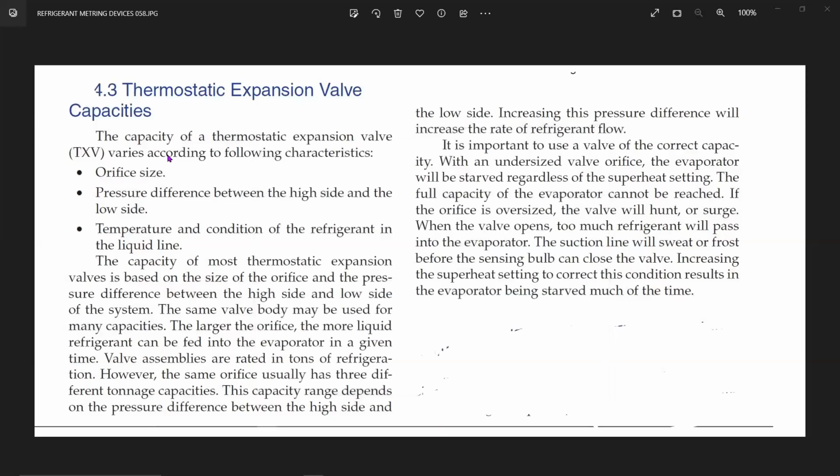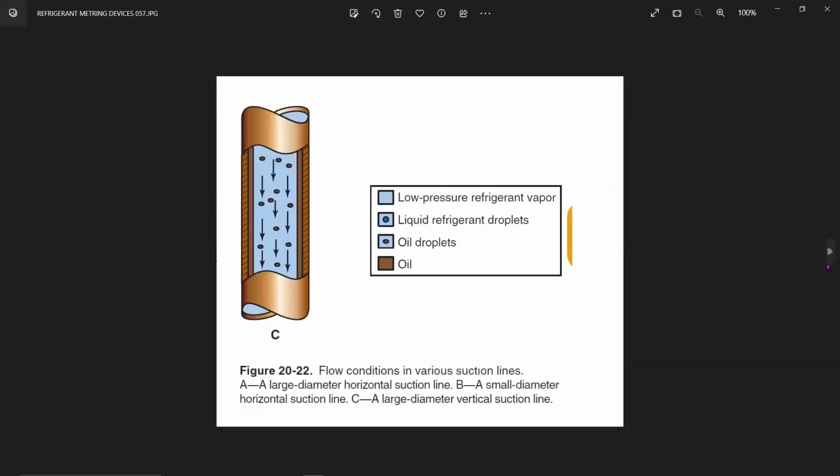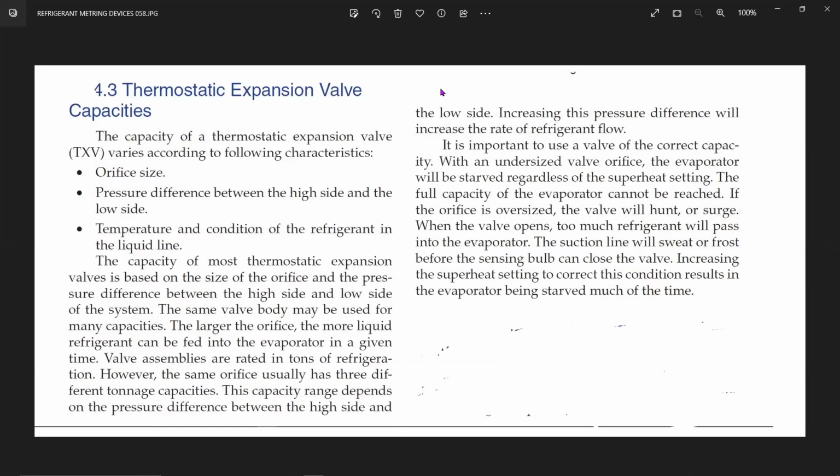All right. So we had completed this oil thing and where the position of this thing is there. Now, capacity of TXV. How is thermostatic expansion valve capacity decided? So you see, the capacity of TXV will vary according to the following characteristics. First is orifice size. Second is pressure difference between high side and low side. And third is temperature and condition of the refrigerant in the liquid line. What is the temperature and condition of the liquid? It will basically depend on that.